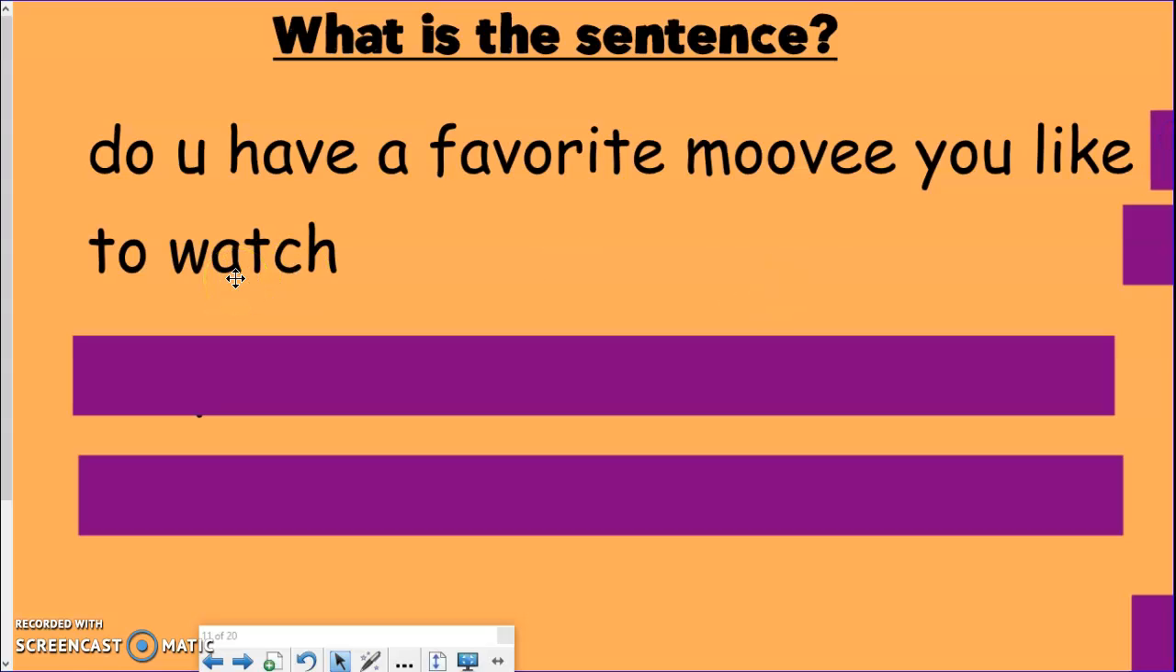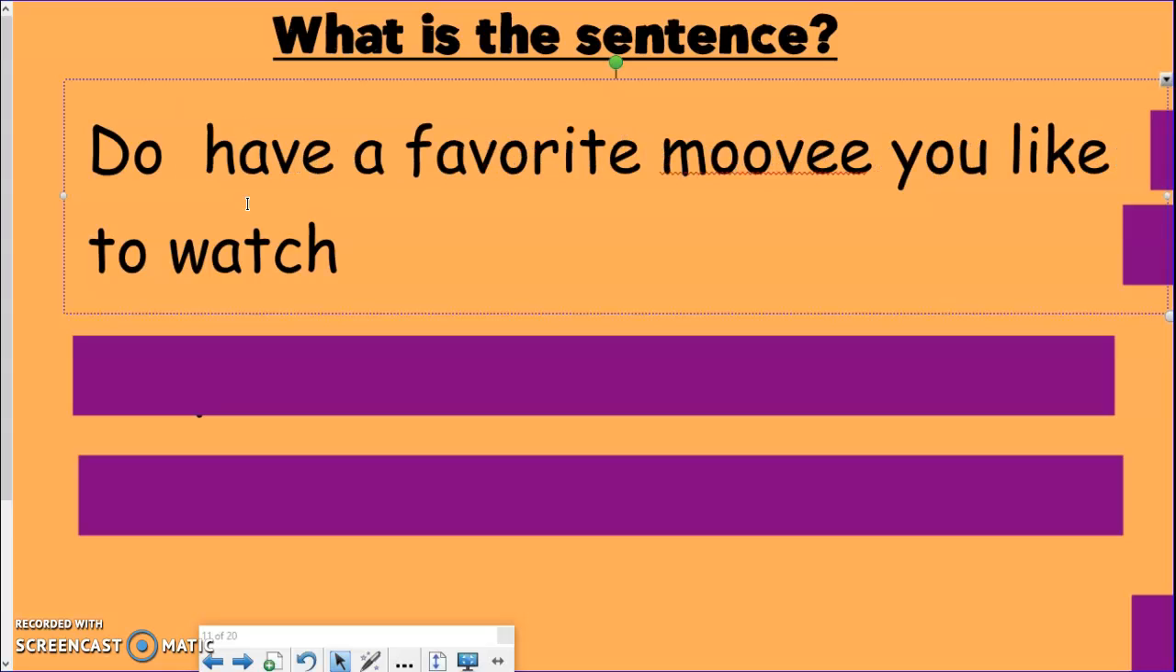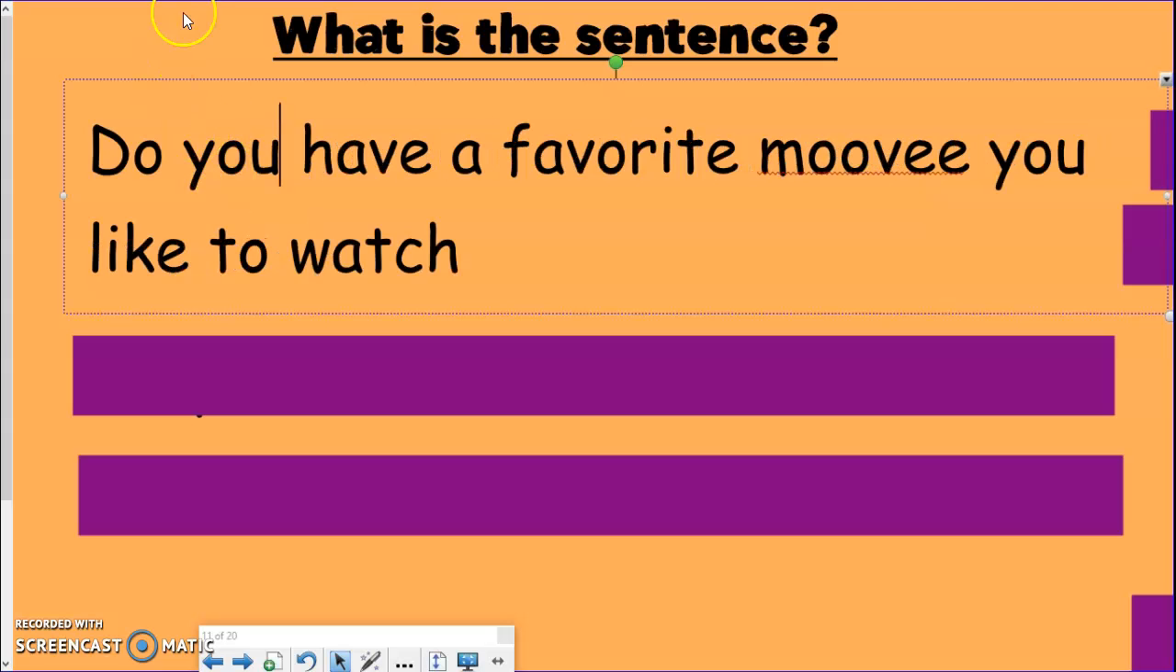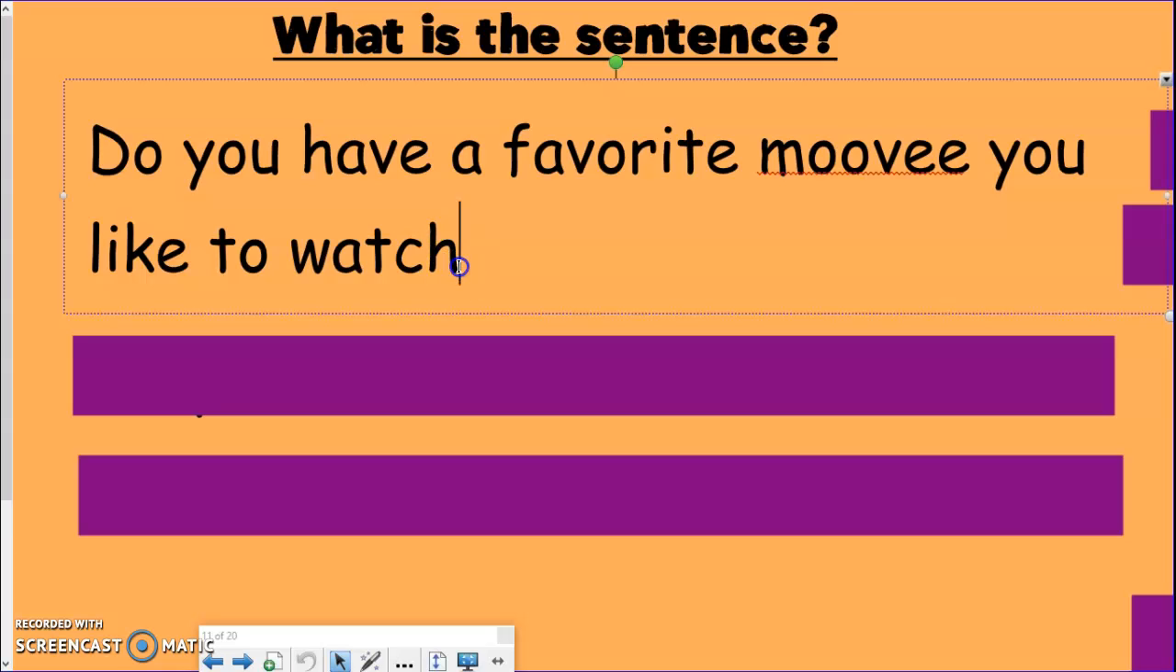Okay, well, this sentence needs some fixing. So let's see. If I look at the very beginning of my sentence, I can tell it needs a capital letter at the beginning. Do you. You is one of our sight words, so we know not to spell you with just the letter U. We can spell it Y-O-U, you. Do you have a favorite movie you like to watch? Well, I'm asking you a question. Do you have a favorite movie you like to watch? Let's put a question mark on the end.